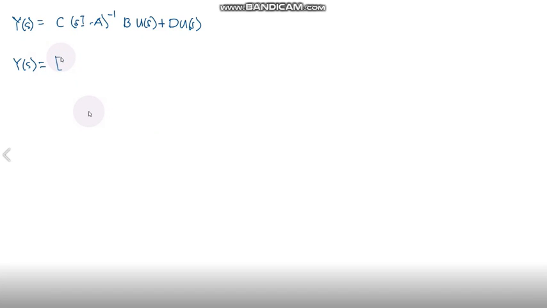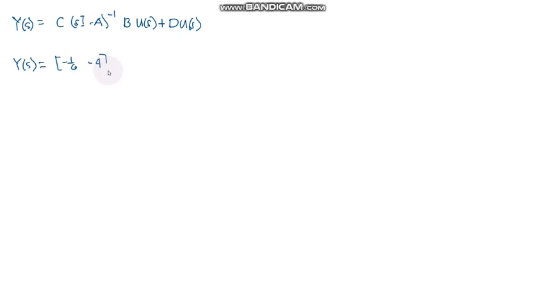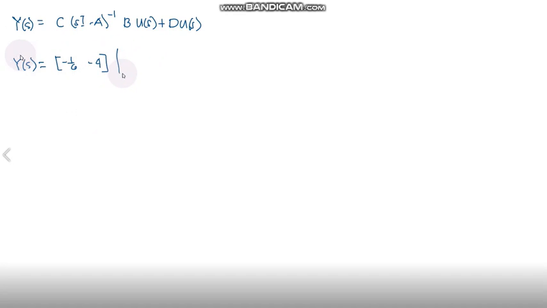So let us now continue with our derivation of the transfer function. So we now, after solving the sI minus A inverse, substitute it into this equation, the general equation for deriving the Y of s.